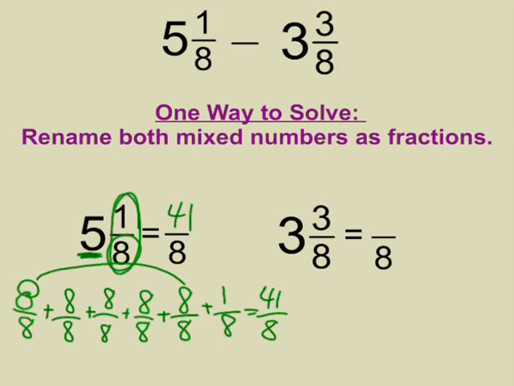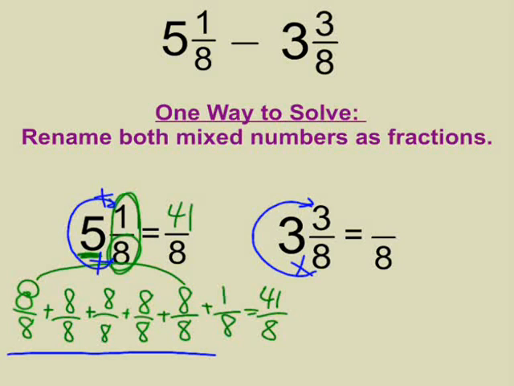We know our little trick that we learned before, that was just to multiply and then add. So we would do 8 times 5 is 40, 40 plus 1 is 41. But this is the why. This is why we do that. So let's take a look at 3 3/8. Let's do our little trick that we know. 8 times 3 is 24. 24 plus 3 is 27. So now we have 41 eighths, and we have 27 eighths.